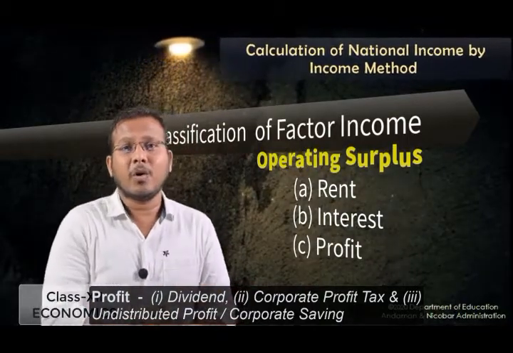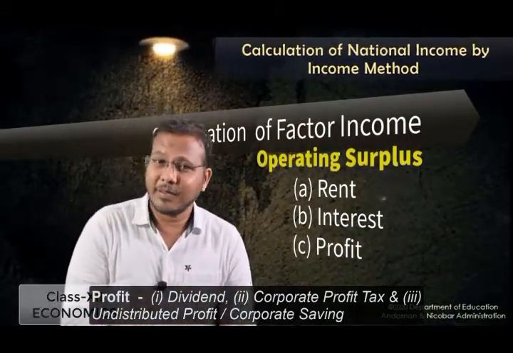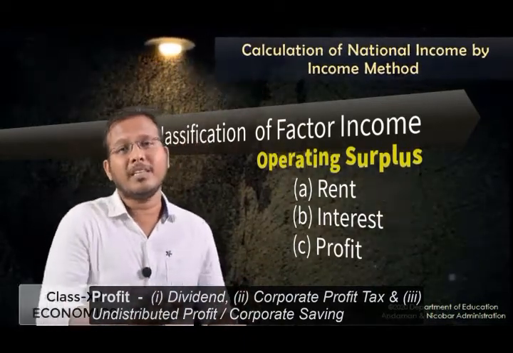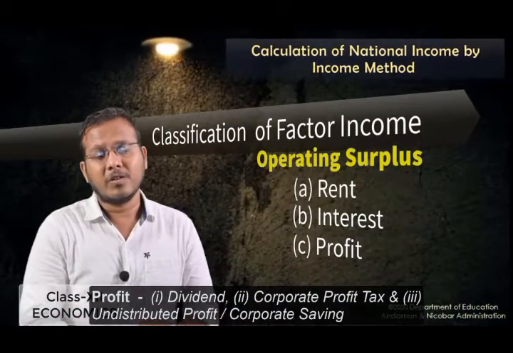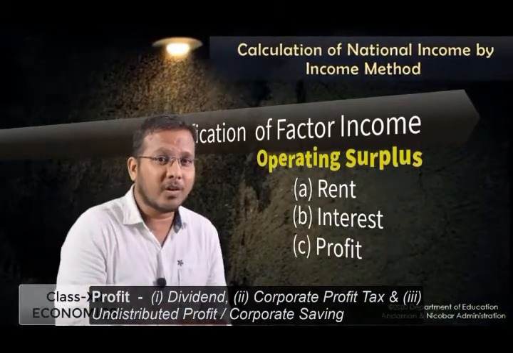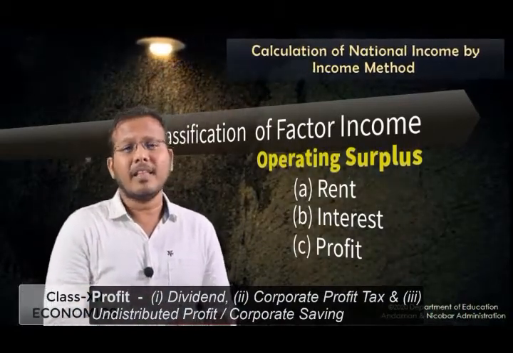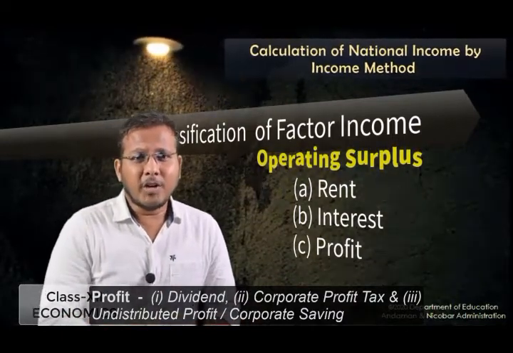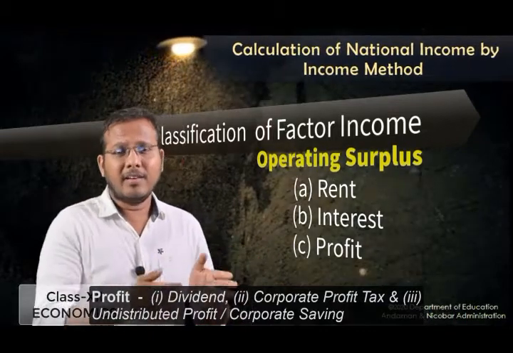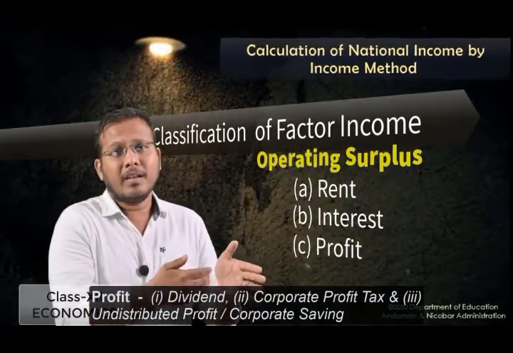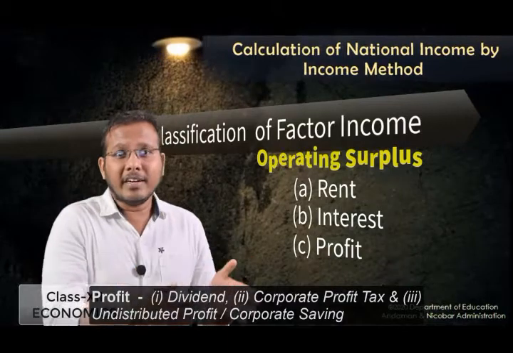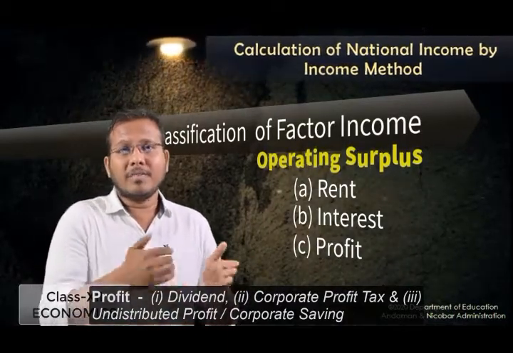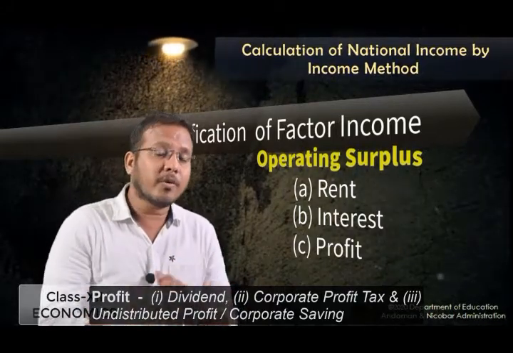Then comes the corporate or corporation tax. This is the part of profit which is paid to the government by way of profit tax, so we call it the corporation tax or corporate taxes. Then at last we have the undistributed profit. In the beginning I told you that the profit can be divided first into the dividend, which is also called the distributed profit. Apart from these we have some undistributed profit.